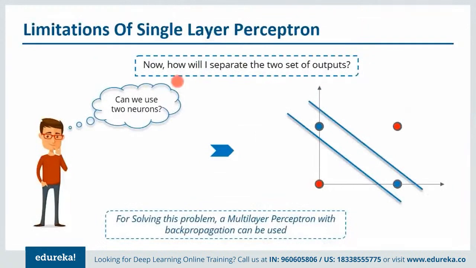Definitely you can't. So now what's the answer to this? What if we use multiple neurons? Using multiple neurons, we can have 2 lines that can separate it. Now we can solve this problem if we have multiple neurons. So if we use 2 neurons, we can have 2 lines, and that can actually separate the high outputs as well as the low outputs. So this is where we use multi-layer perceptron with backpropagation.